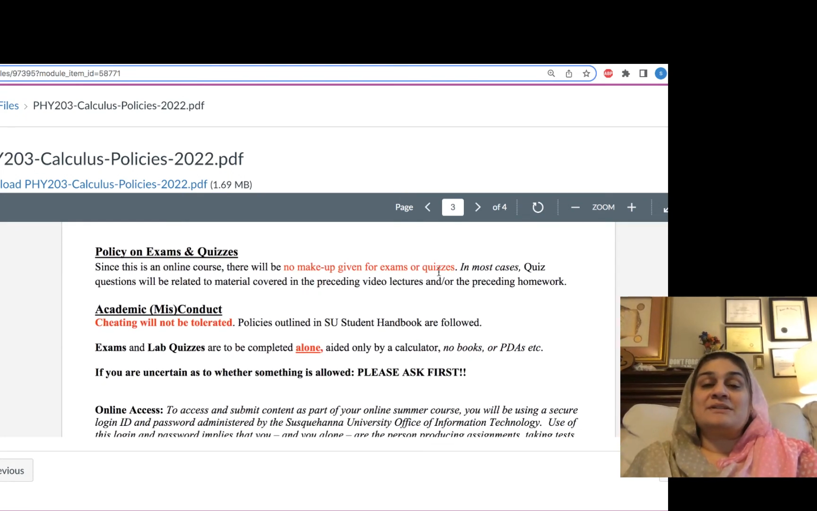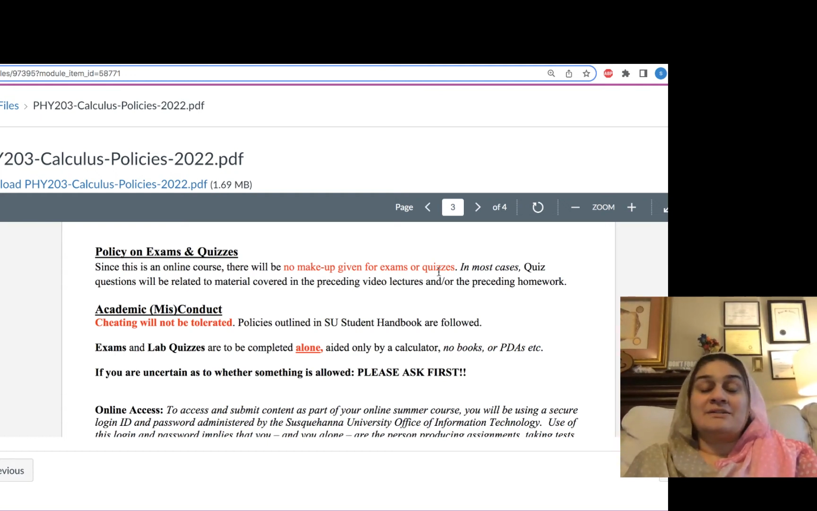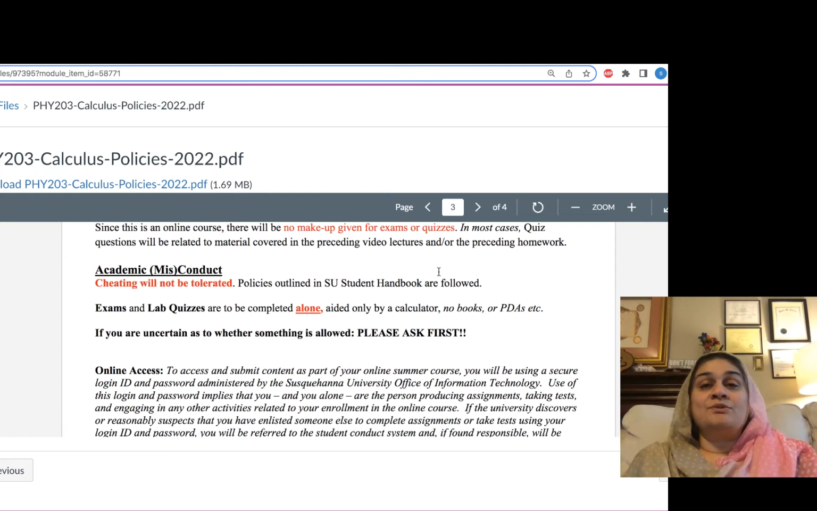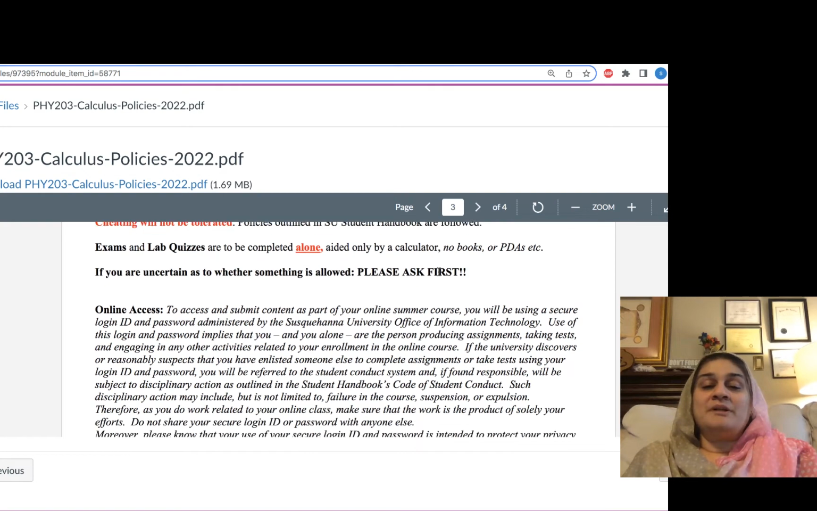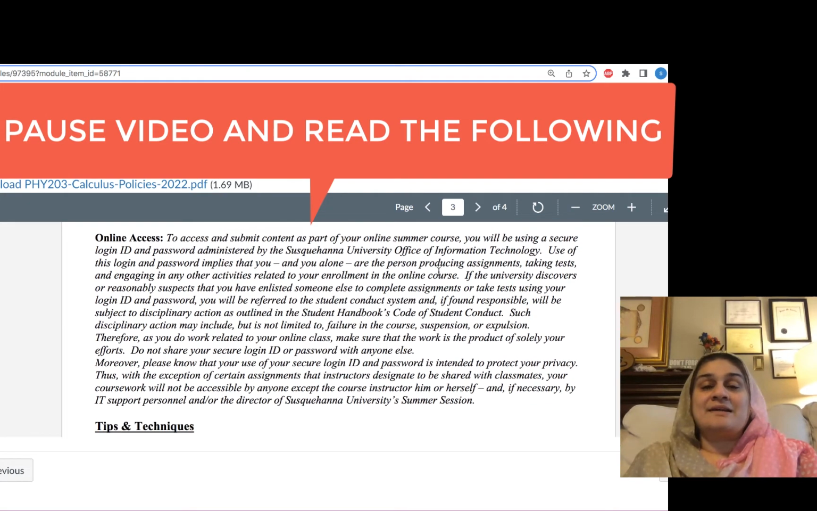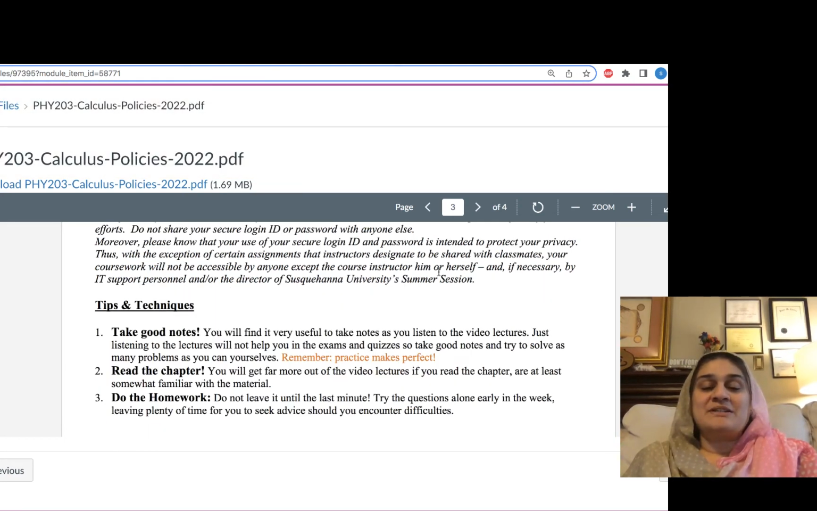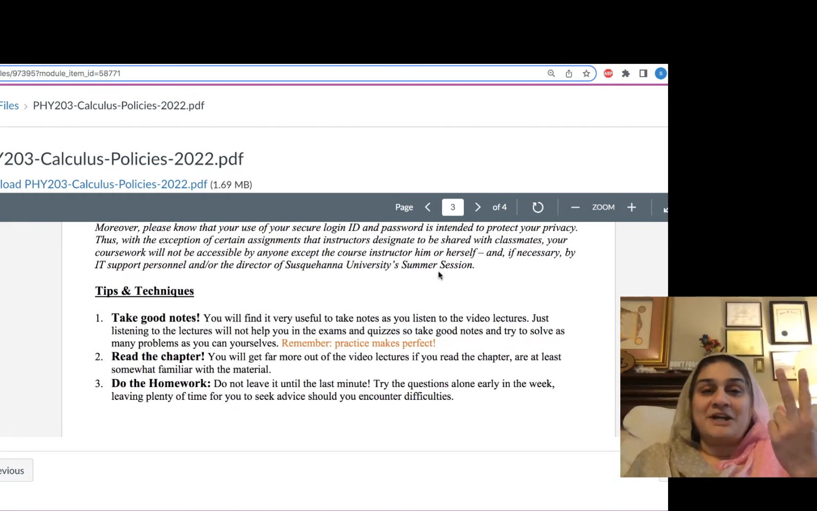Policies on exams and quizzes. Since this is an online course, we cannot give makeup exams or quizzes, and cheating is not allowed, so please refer to the SU Student Handbook for more details. And a good rule of thumb is if you're uncertain whether something is allowed, please ask. Now, take a moment to read this online access blurb that is available here. And good tips and techniques are take good notes, read the chapter, do the homework early enough so that you have time to come in and ask for help in office hours.